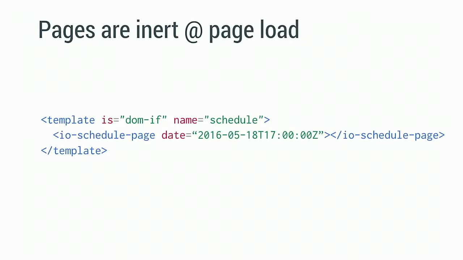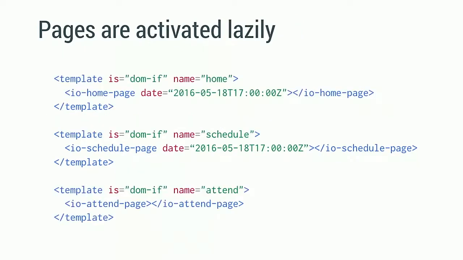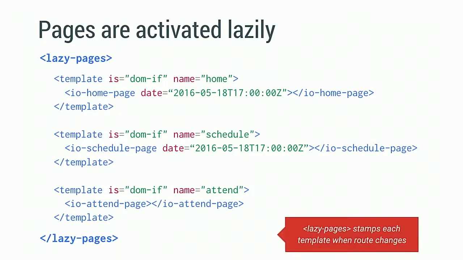A template tag is another part of the web component standards. Essentially, anything inside of a template is totally inert until the template gets instantiated and the content is stamped in the DOM. Polymer has this DOM if feature, that says if something becomes truthy, then do that for you. It's a helpful extension to the template tag. We do this through all of our pages, and we wrap these in another custom element called Lazy Pages.